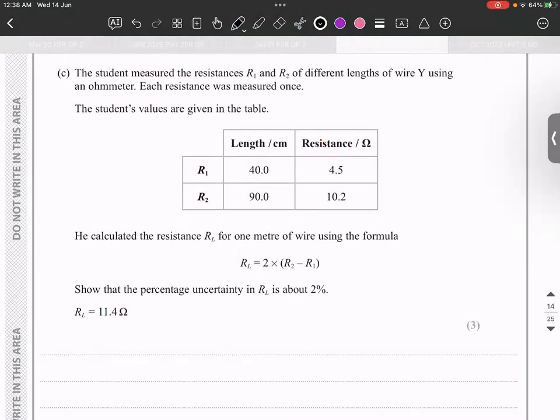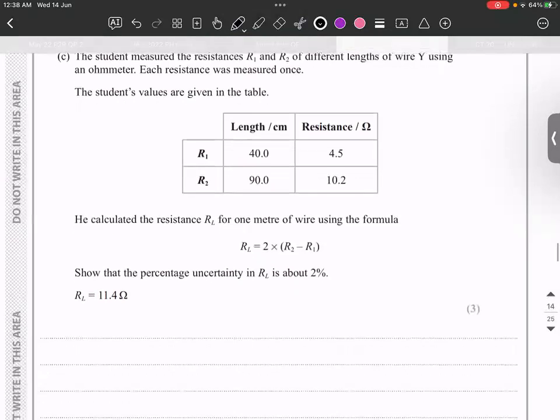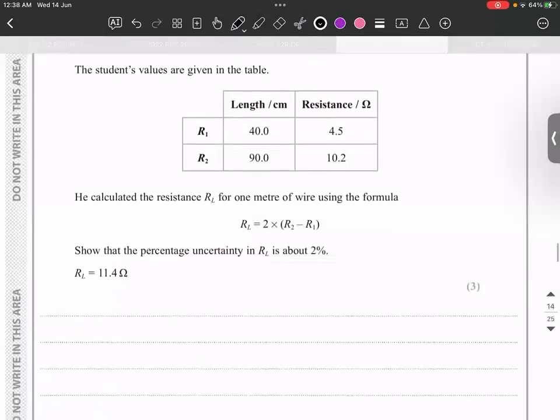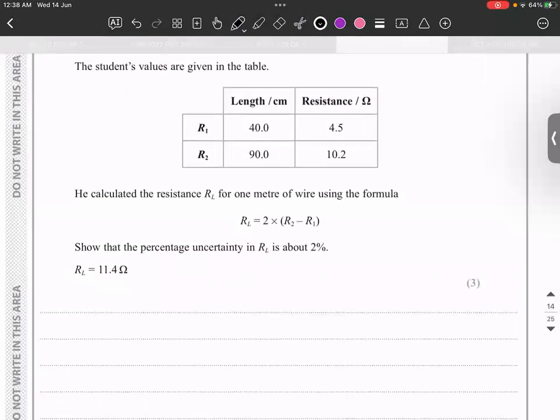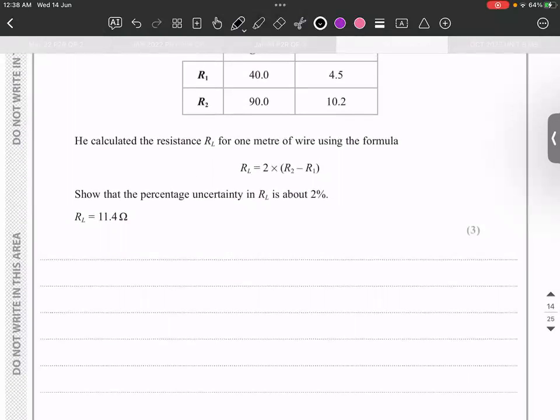The student measured the resistance R1 and R2 of different lengths of wire using an ohm meter. Each resistance was measured once. The student's values are given in the table. R1: length 40, resistance 4.5. R2: length 9, resistance 10.2. He calculated the resistance RL for 1 meter of wire using the formula RL is equal to 2 times R2 minus R1. Show that the percentage uncertainty in RL is about 2%.